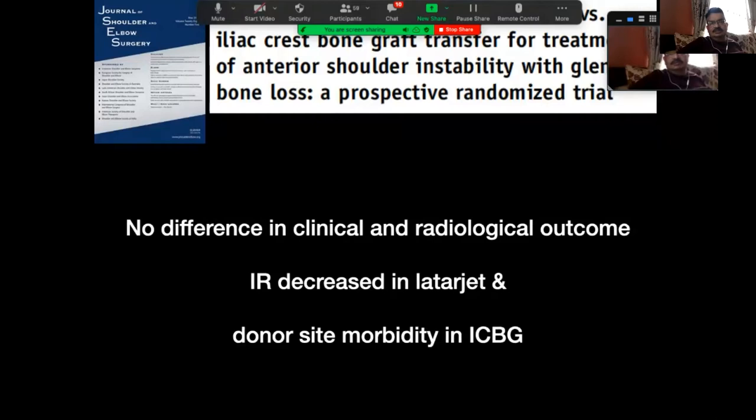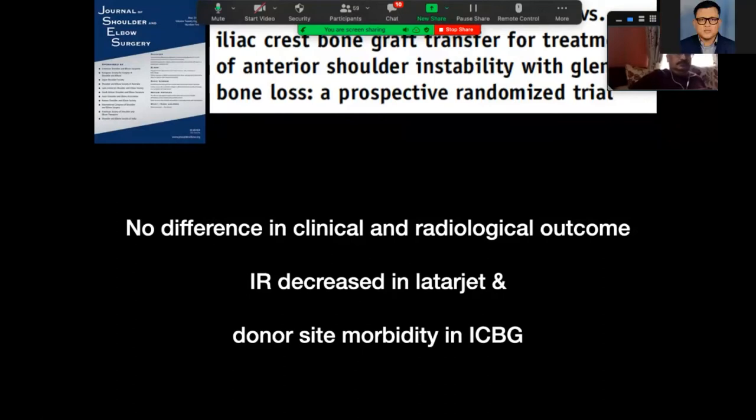Otherwise, the majority of my cases are Latarjet and Bankart. So only two indications at this moment: more than 30% bone loss and an epileptic patient, for ICBG transfer. In the rest of the others, it's Latarjet and Bankart.